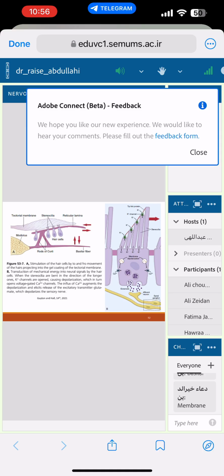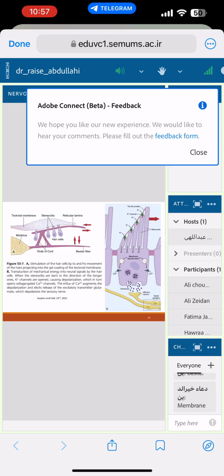Depolarization leads to opening of voltage-gated calcium channels. Now calcium ions go inside, and this calcium increases exocytosis of neurotransmitter, and these neurotransmitters are glutamate. And as you know, glutamate is one of the most excitatory neurotransmitters in the CNS.